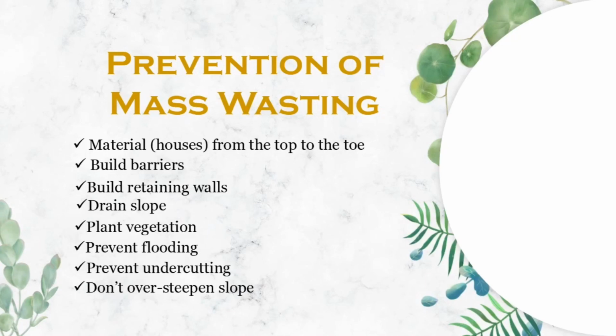Prevention of mass wasting. We cannot prevent mass wasting, but we can delay it through efforts to strengthen the materials and slopes. There are also other efforts that we can do to delay mass wasting. Move materials or houses from the top of the slope. Build barriers. Build retaining walls. Drain the slope. Plant vegetation. Prevent flooding.